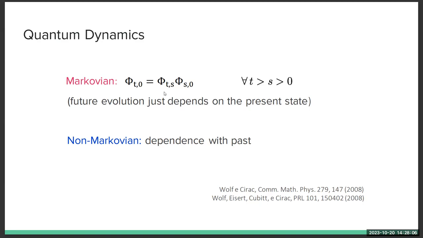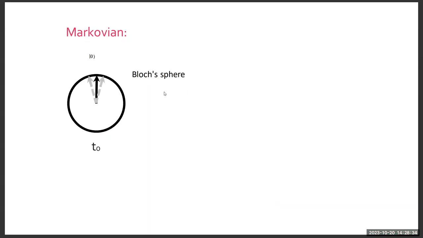And I would say that it's Markovian if the map is divisible in all the CP maps. So I have, again, this idea: if I know the state in time s, I will be able to tell you what is the state in time t. So future evolution just depends on the present state. And if the divisibility is not fulfilled, I say that the dynamics is non-Markovian. Okay? I will just give you two examples, to motivate a little bit why I think this Markovian property is interesting for quantum information processing.